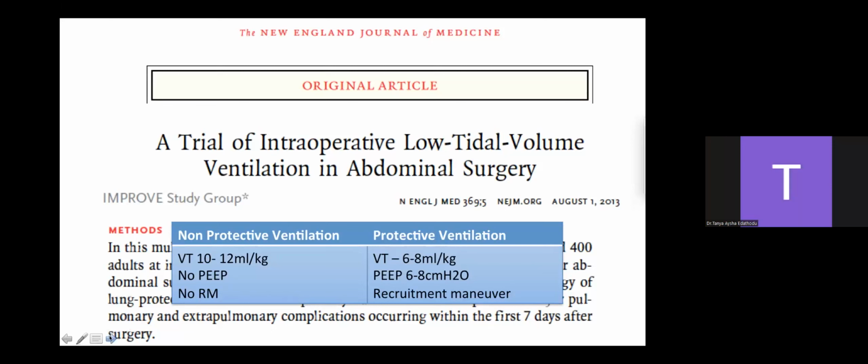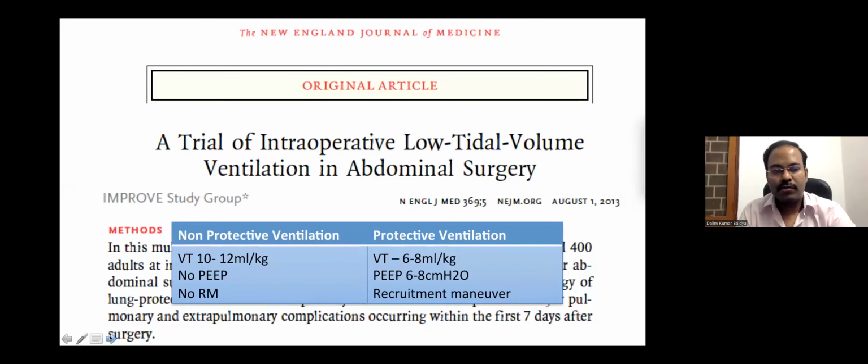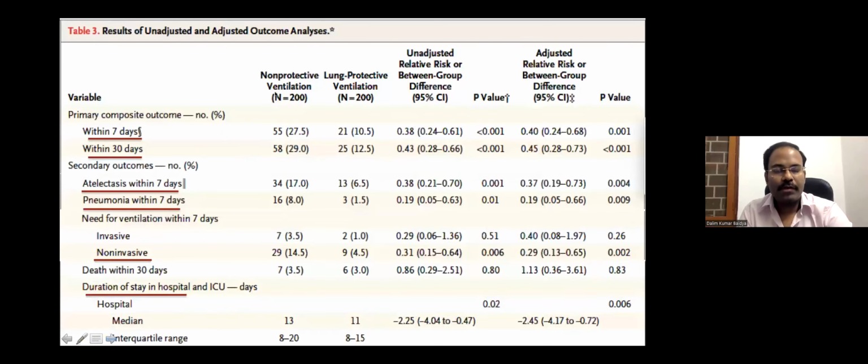Okay, right. So let's see what happens. This study came in NEJM in 2013. If you look at the different outcomes, this is the non-protective ventilation group, and this is the lung protective ventilation group. The composite outcome by day 7 and day 30 were all significantly reduced in the protective ventilation group, 10 to 12%, in comparison to the non-protective group where it was 27 to 29%.